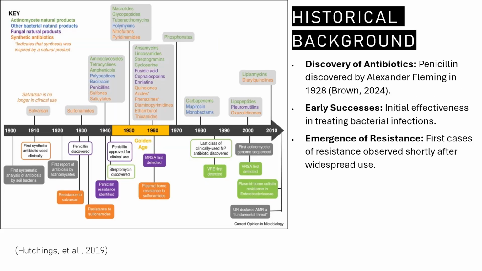A little bit of historical background here. Penicillin, the most well-known antibiotic out there, was accidentally discovered by Alexander Fleming in 1928. Some initial effectiveness in treating bacteria was found early on. However, after widespread use, the first cases of resistance appeared.